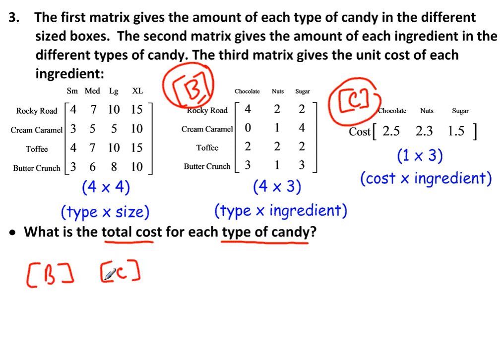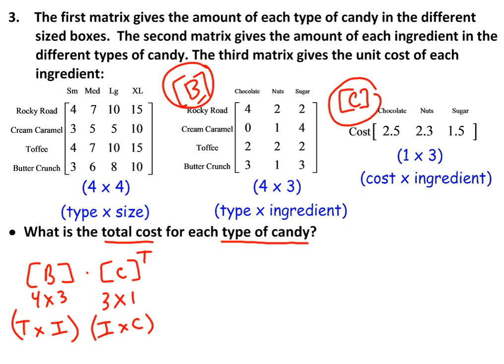So let's see if I have to transpose any of them. Right now, the middles don't match up. Okay, and I want to know cost and type of candy. So I want the type and the cost on the outside in order to get that. So if I transpose C, I'm going to get a 3 by 1, which is ingredients by cost. If I leave B the way it is, it's a 4 by 3, so the 3's match up, and it's type by ingredient. So now I know my numbers and my labels match up.